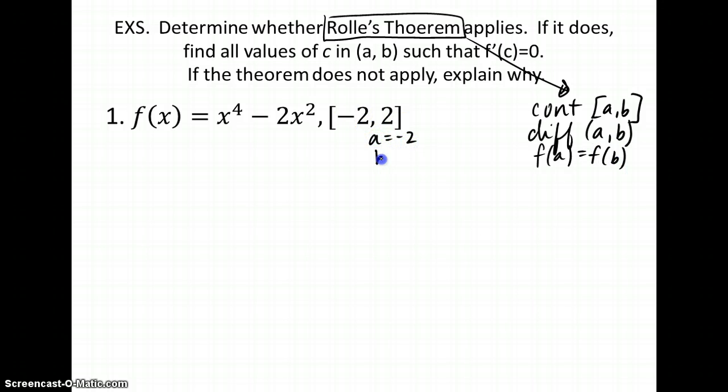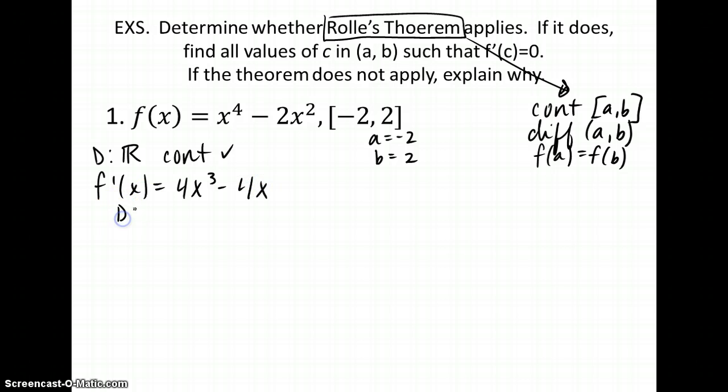Alright, a is the left end of our interval, b is the right. So to show continuity and differentiability, I look at the domain of this function. It's all real numbers, therefore the function's continuous. When I take the derivative of the function, 4x cubed minus 4x, the domain of the derivative is all real numbers, therefore it's differentiable on the interval.